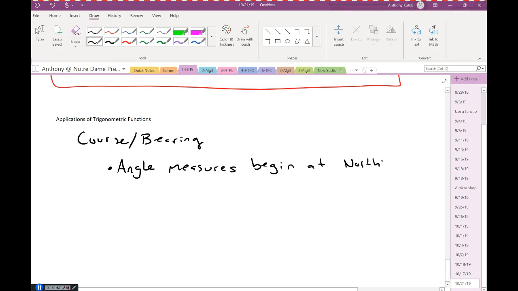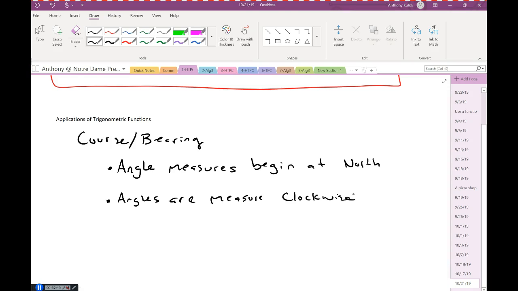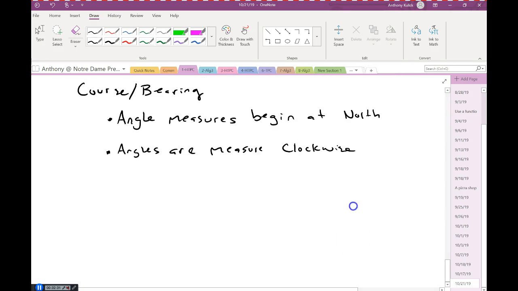Angle measures are going to begin at north. And we're going to measure angles clockwise. How does this jive with what we've been doing when drawing our angles in standard position? Is it the same? Definitely not. And that's the unfortunate part.